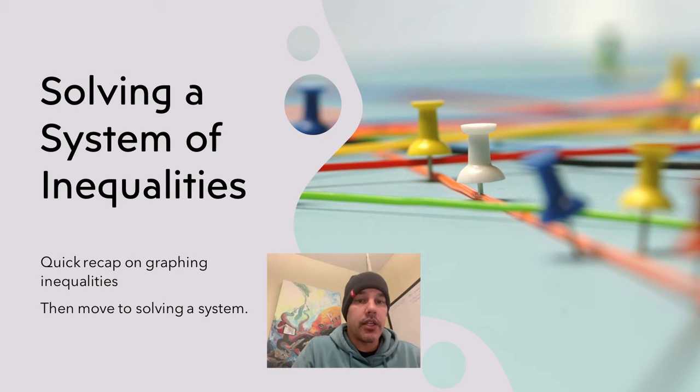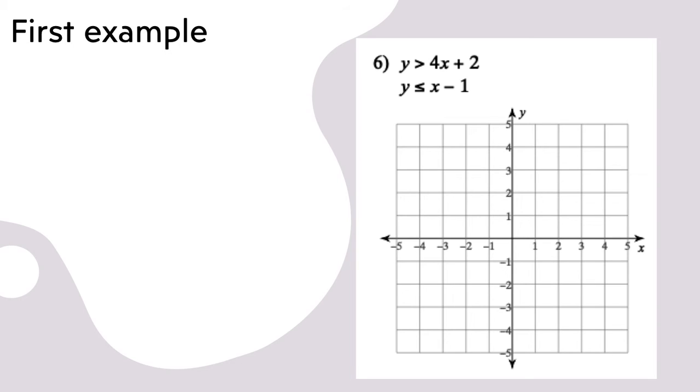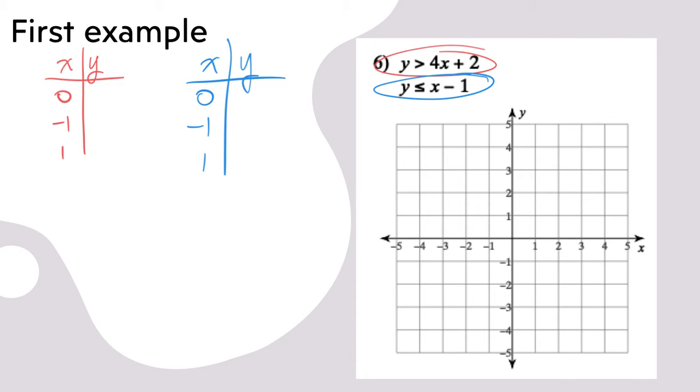Solving systems of inequalities. We're going to be graphing. Let's go. We're going to solve this first system, two equations, two unknowns, x and y. We're going to make a table. I make my table. I'm using red for the top inequality, blue for the bottom.